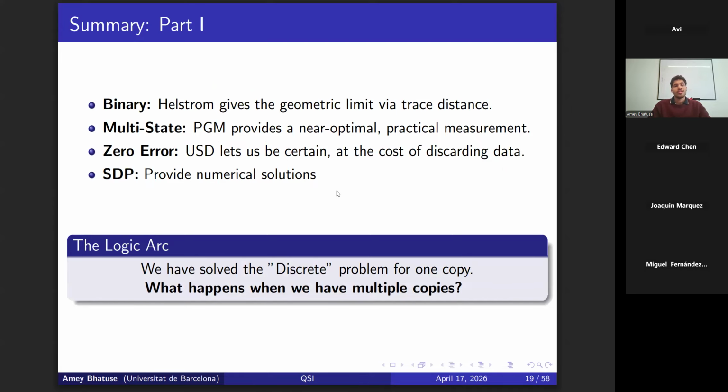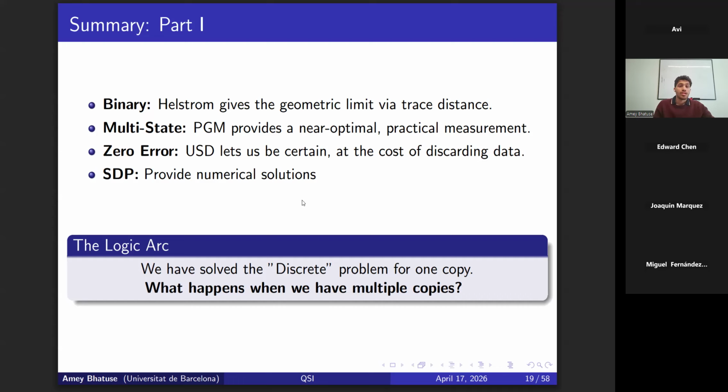Okay, so this was the summary of part one, which is quantum hypothesis testing. We checked the binary case, where we have the Helmstrom bound, which gives us a geometric distance between the states. Then we checked the multi-state case, and in that we checked a very special case of pretty good measurements and Gram matrices, and how it provides not exact but maybe near optimal practical answers.